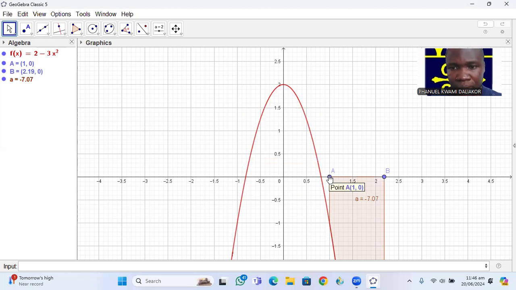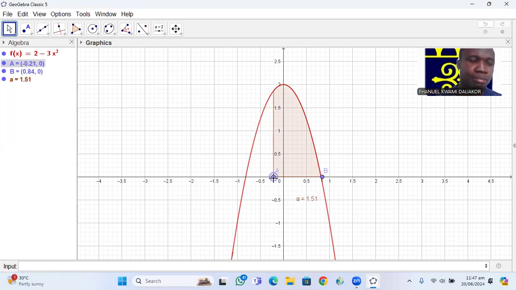So now we can move our area. Anytime we have A and B, the range when it goes like this, you see that the area covered is positive. You know, area is always positive. Okay. So now I have this.